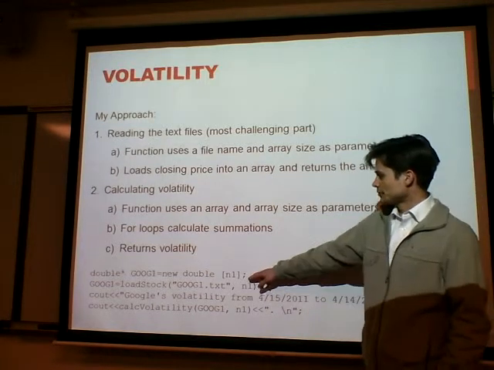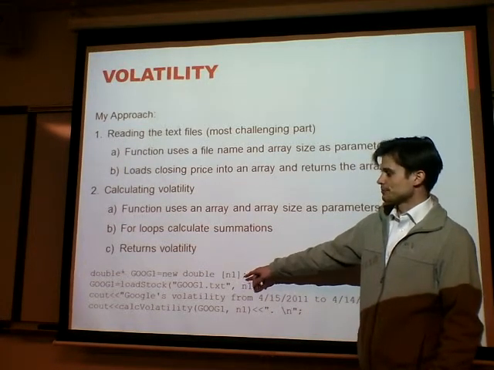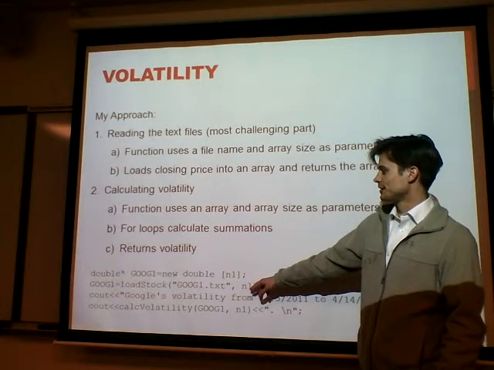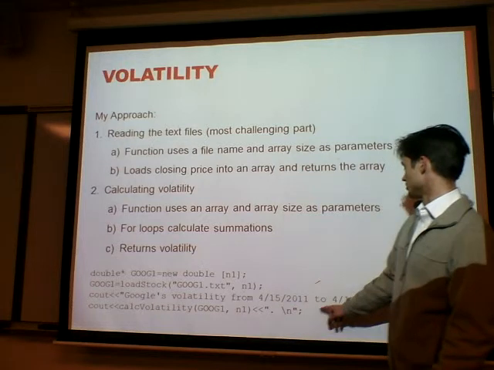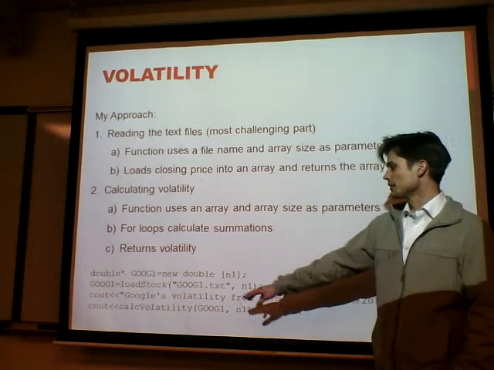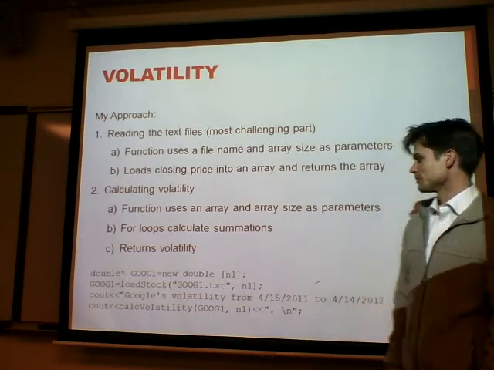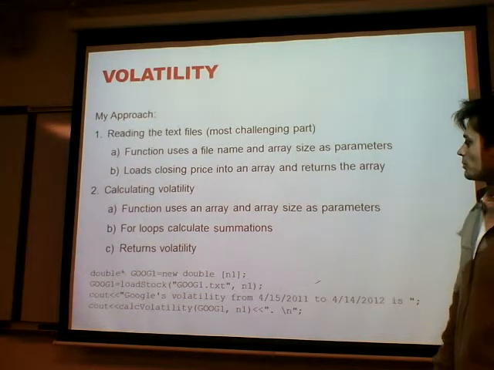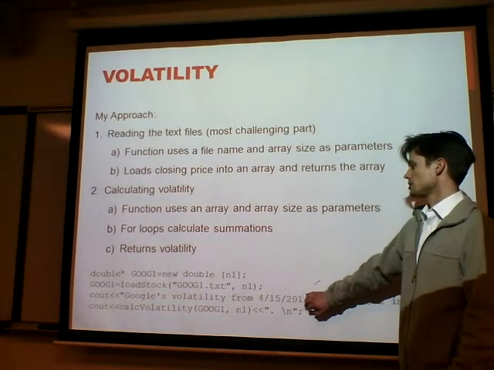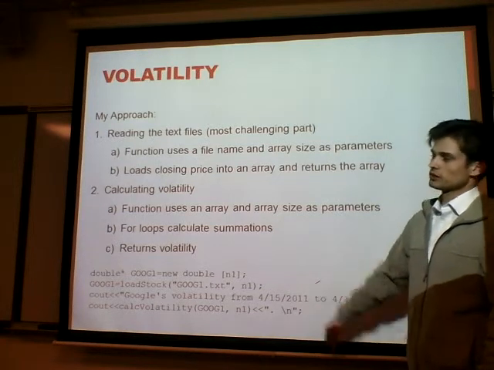So I'm creating the array for Google, and then loading the stock. I have a little cout statement here, and then I call the calculate volatility function. So that was pretty much my approach. And I did this for each year and for each stock.